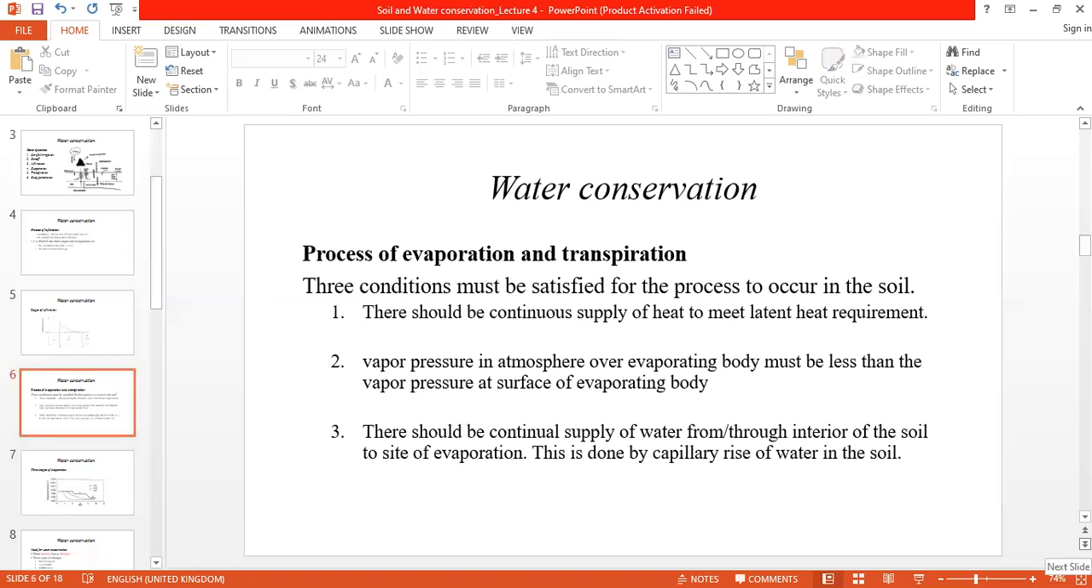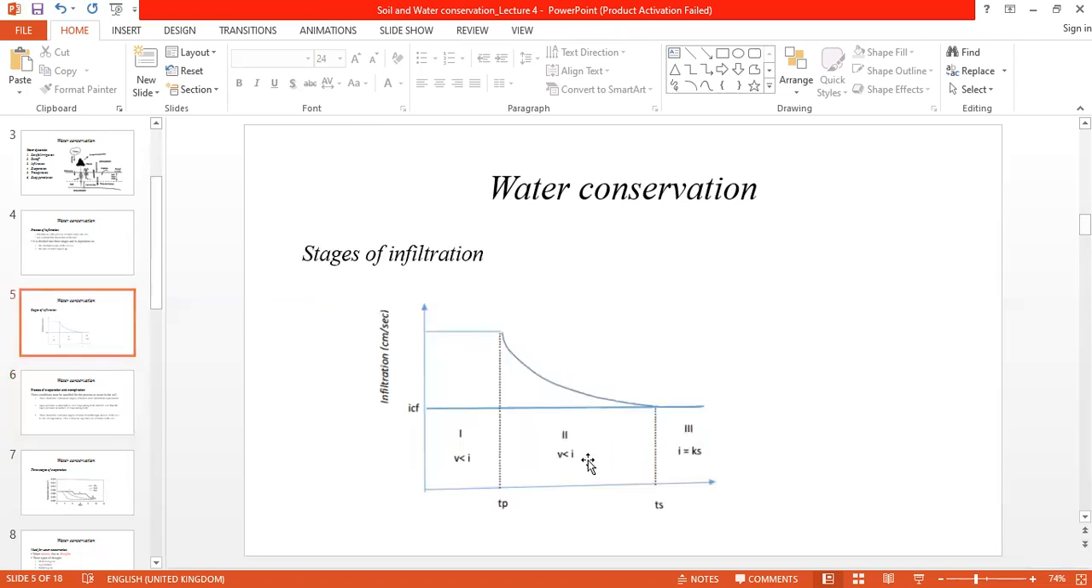I think the formula is still okay, Mr. Meat. In the graph, on stage 2, I think it is still okay. No, the stage 2 V is less than I. So in stage 2, V is greater than I, or we need to change it to greater. Yeah, you need to change it to greater because when you're at time P here, V is equal to I.